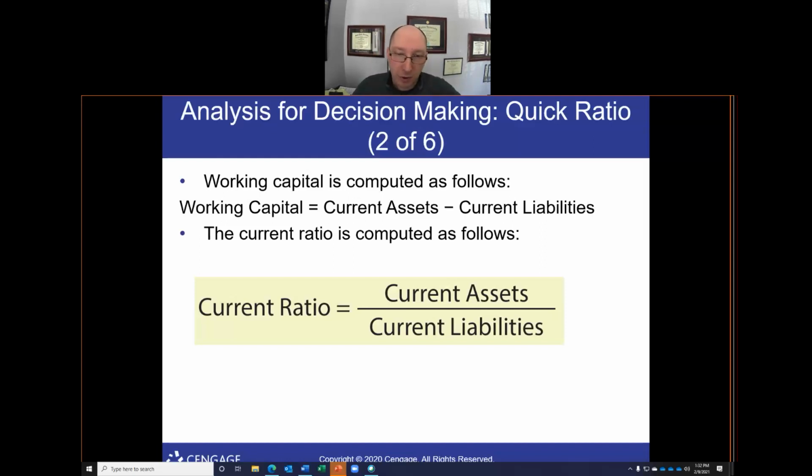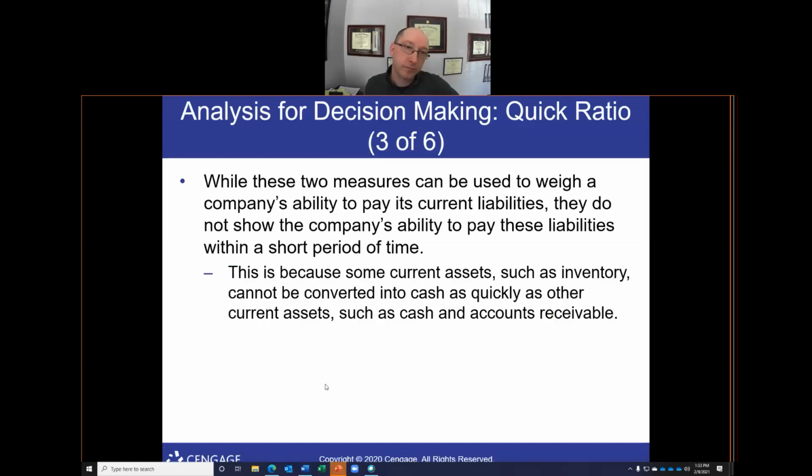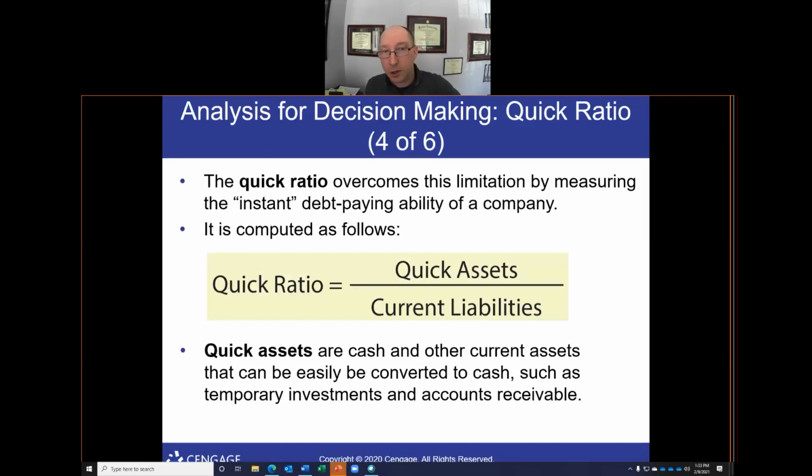Current ratio, you take your current assets divided by current liabilities. The current ratio tells us the company's ability to pay all of its current debt. That's the idea behind it anyway. And the quick ratio measures the instant ability to pay its current debt. We take that by taking quick assets divided by current liabilities. Quick assets are things that can be quickly converted into cash. This would include cash and cash equivalents. It does not include inventory.